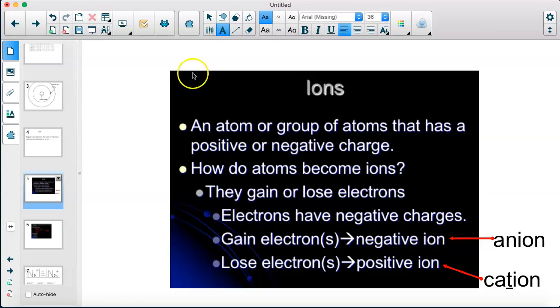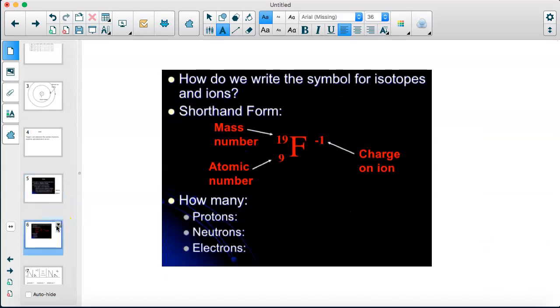Okay, cool. So how do we actually hit today's target? How do we determine the number of protons, neutrons, and electrons in an ion? Well, to do that, we need to know the charge. And you may recall from our previous video that I explained this thing known as shorthand form, where the mass number is always located in the upper left, the atomic number is located in the lower left, and, get crazy, the charge is located in the upper right.